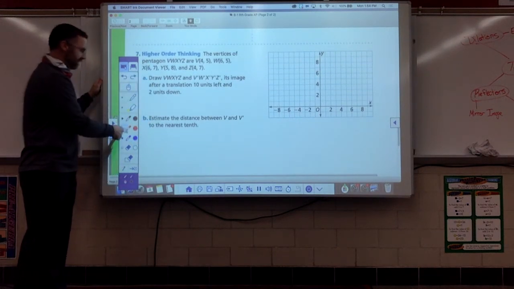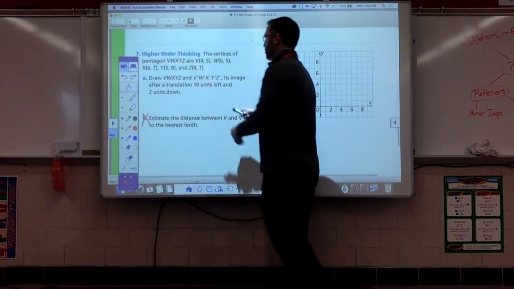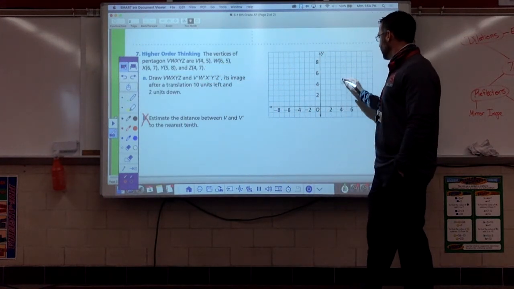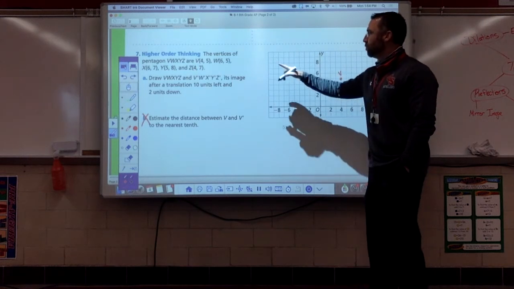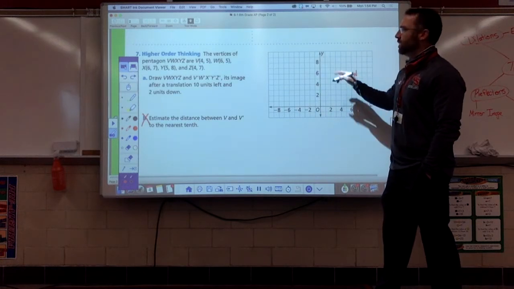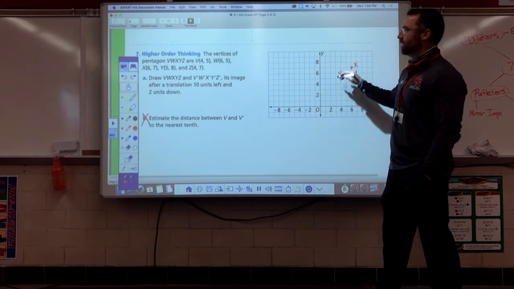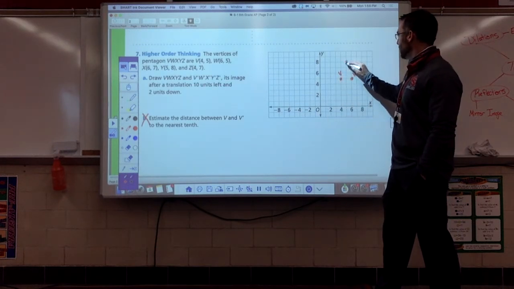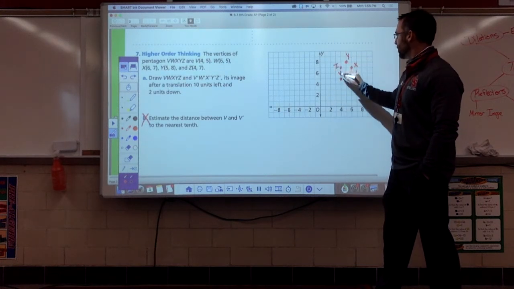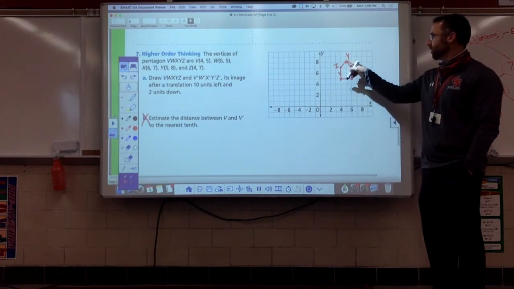Okay, we can plot this. We won't do letter B. We'll do letter A. Draw these 2 points. Well, they give us these coordinate pairs. So we got 4, 5. Over 4, up 5. That's point V. Point W is over 6 and up 5. Point X is over 6 and up 7. Point Y is over 5 and up 8. And then point Z is over 4 and up 7. Okay, they call that a pentagon. The reason why it's called a pentagon, it has 5 sides. 1, 2, 3, 4, 5.